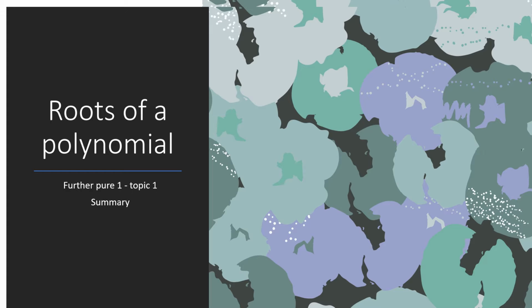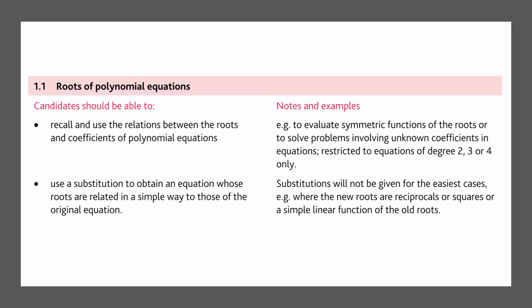The first topic in A is for the pure 1. In this topic, two big ideas are covered. The first one being the relationship between coefficient and roots. And this relationship is explored in equations of degree 2, 3 and 4. The second big idea is using a substitution to find another equation whose roots are related in a simple way.